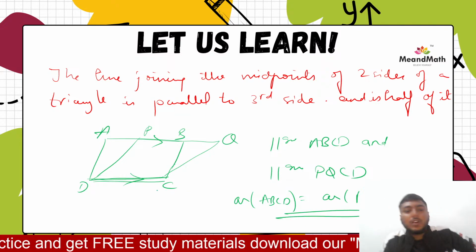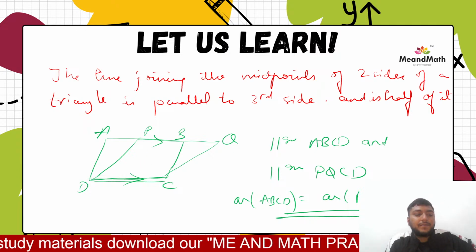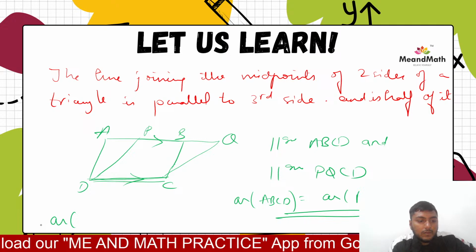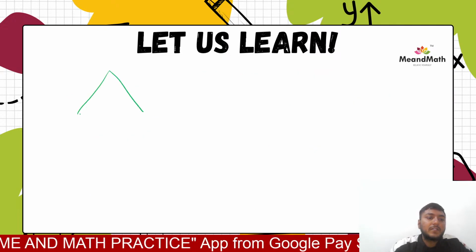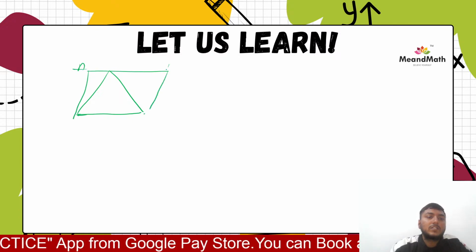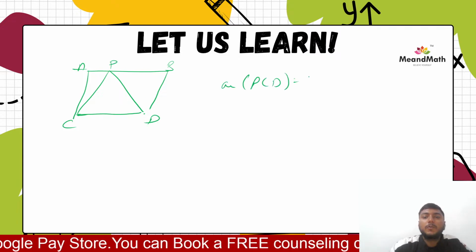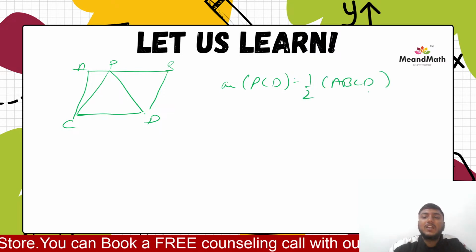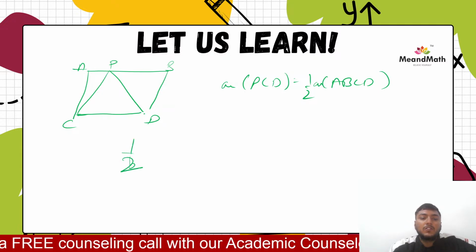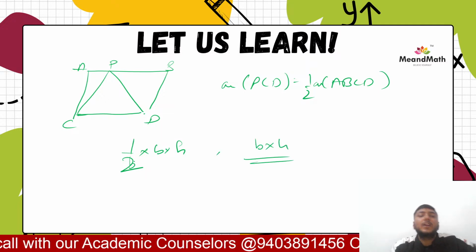This is what the theorem for parallelograms says. And if a triangle is there, the triangle's area would be half of the area of the parallelogram. For example, if any triangle is there and a parallelogram is also there, let us say this is ABCD, and let us say this is P. So area of PCD would be equal to half of ABCD, right? Why? Because the triangle's area is half into base into height, and the area of the parallelogram would be simply base into height. That is why it's half.